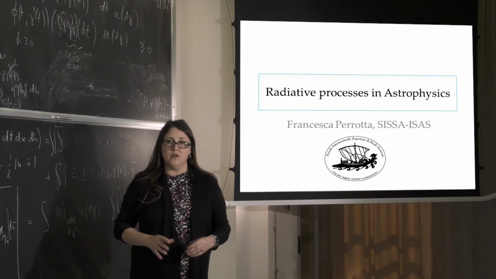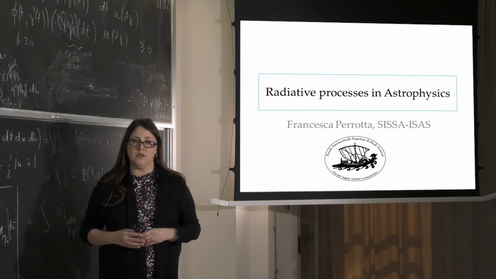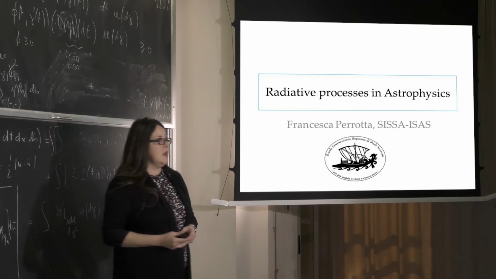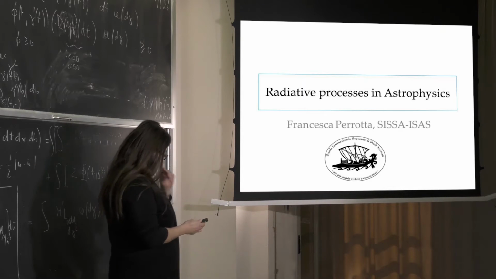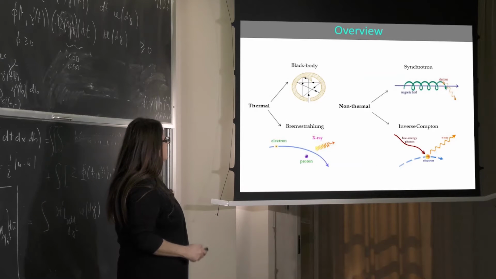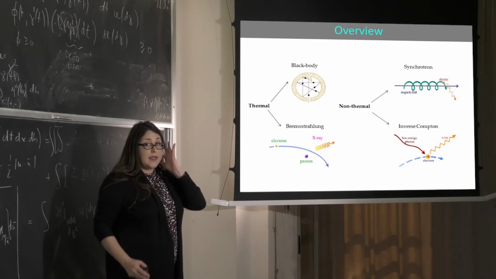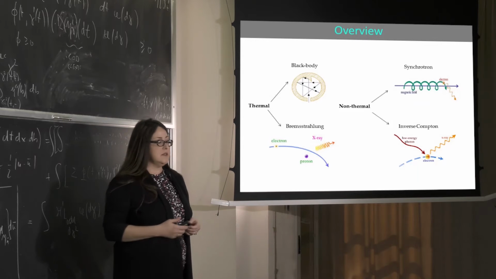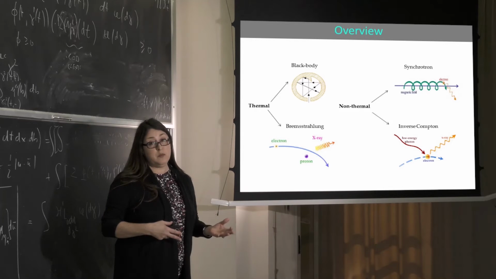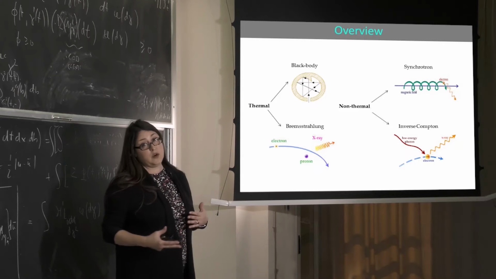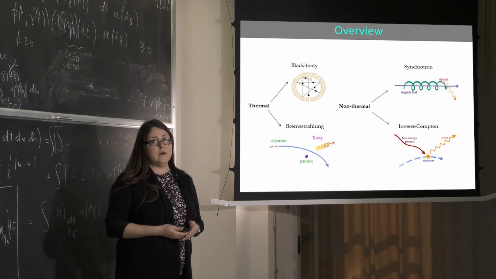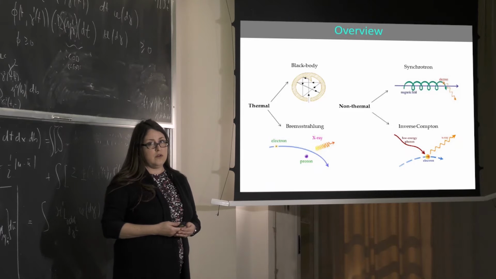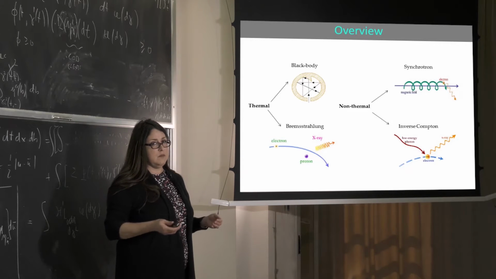Today I will give you a brief overview of some of the most important radiative processes in astrophysics. As an overview, we can roughly divide the radiative processes into thermal processes and non-thermal processes. The thermal processes have an origin related to the thermal motion of electric charges, atoms and molecules.